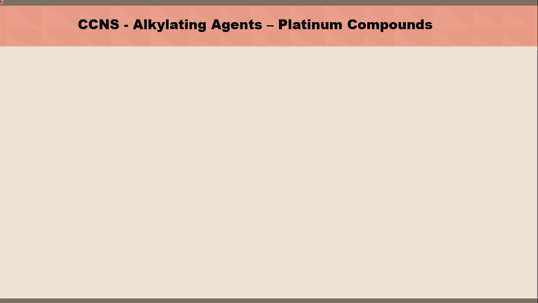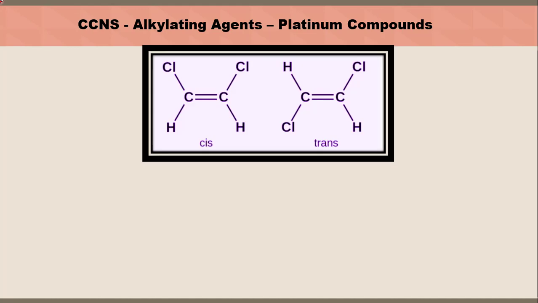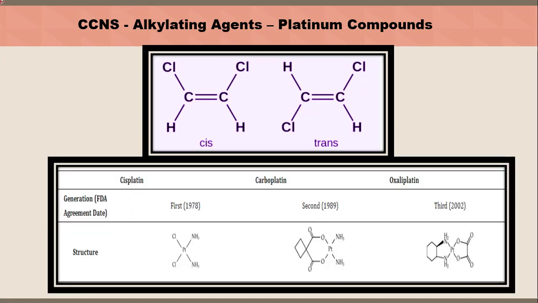Now we're going to discuss the last part of alkylating agents, which is the platinum compounds, cell cycle non-specific anti-cancer agents. First of all, we should remember the chemical structure of cis and trans as in the picture. Cis isomers contain functional groups on the same side of the carbon chain, whereas the functional groups are on opposite sides in the trans isomers.